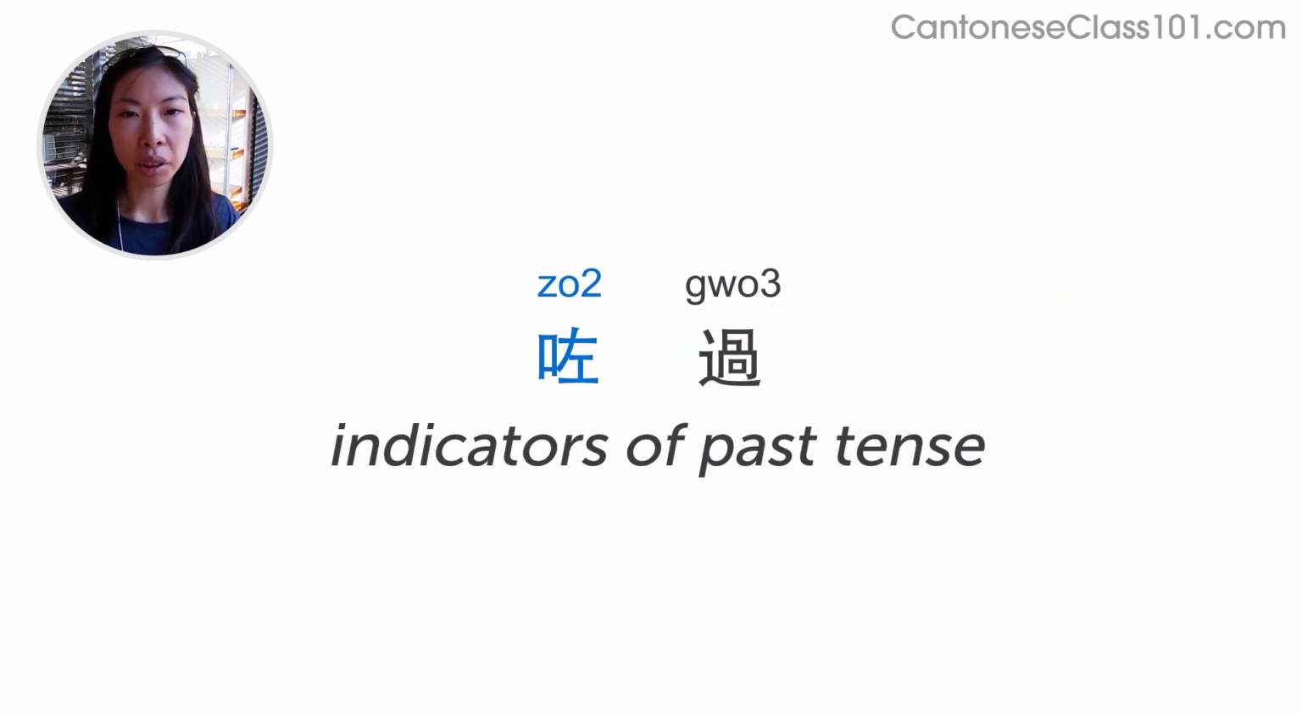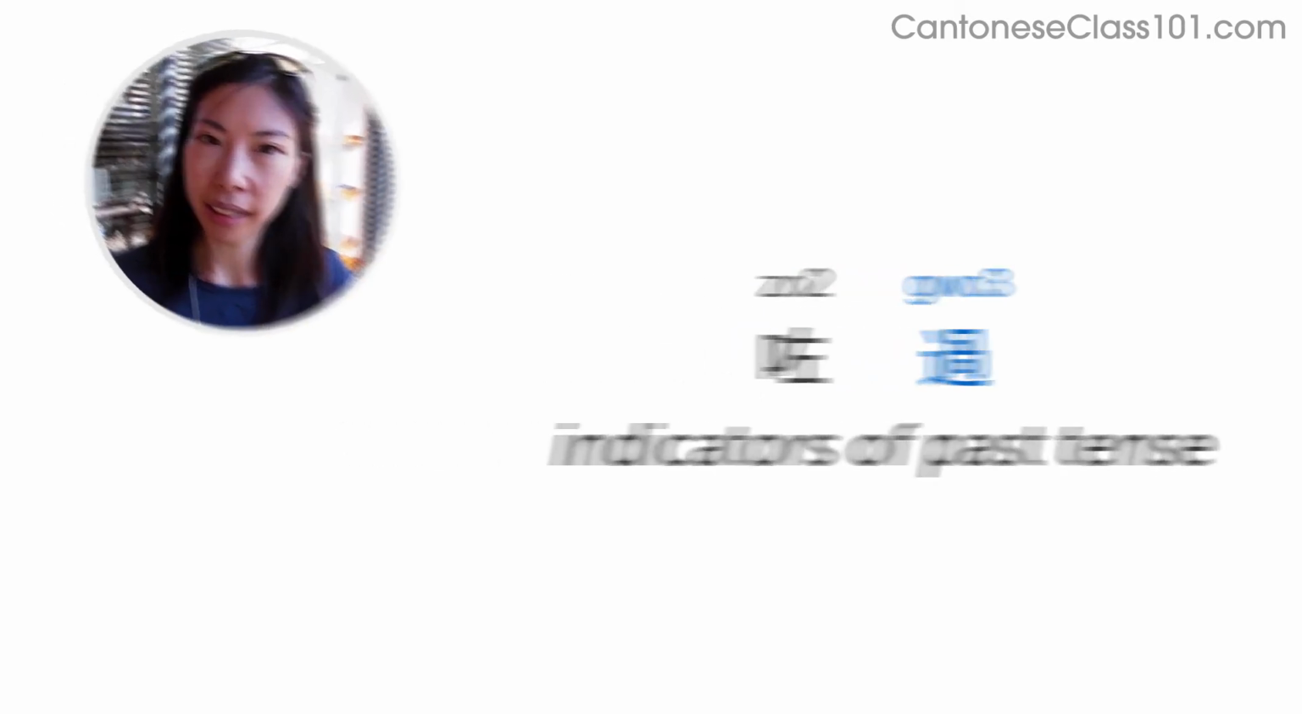While both 咗 and 過 are indicators of past tense, 咗 stresses the neutral completion of the action, while 過 emphasizes that the action had taken place in the past.